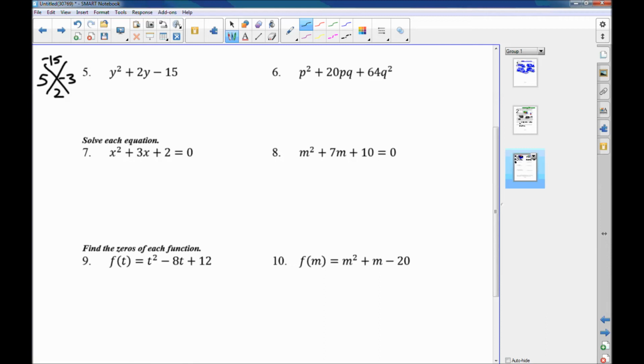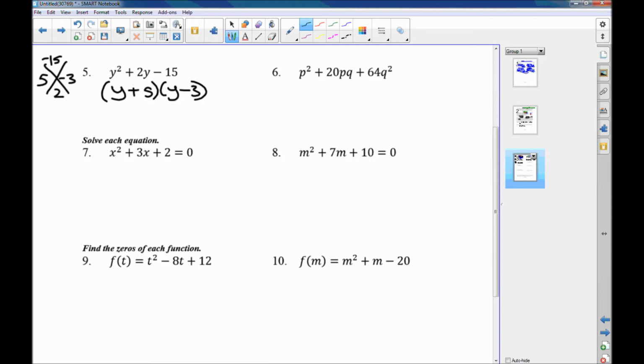So 1 and 15 wouldn't work, but 3 and 5 work as long as I make the bigger one be 5 and the smaller one be negative. Okay, so negative 3. So this is going to be y plus 5 and y minus 3.